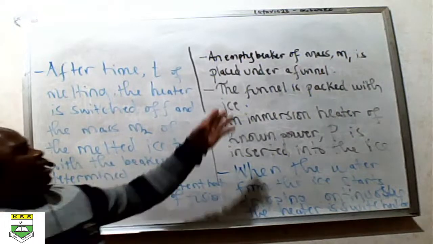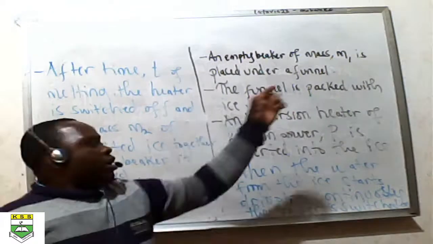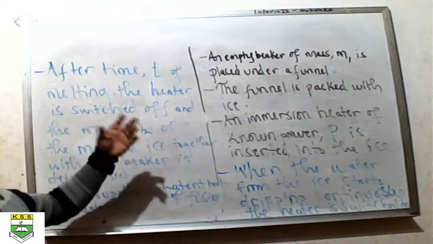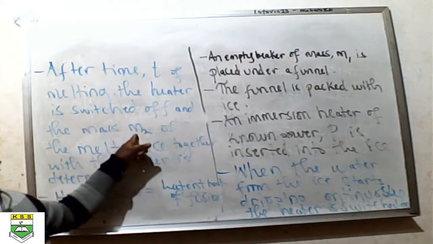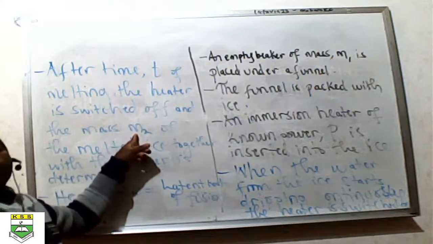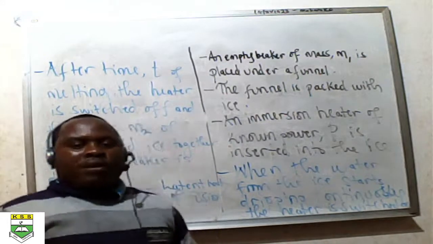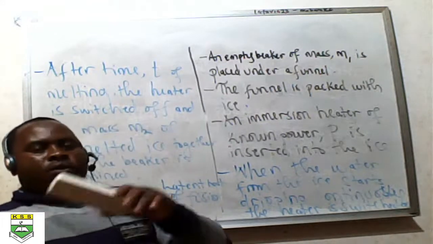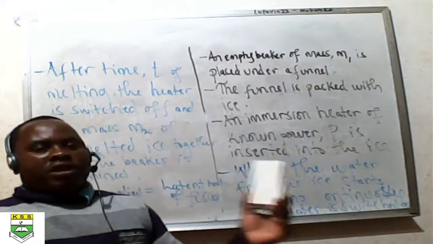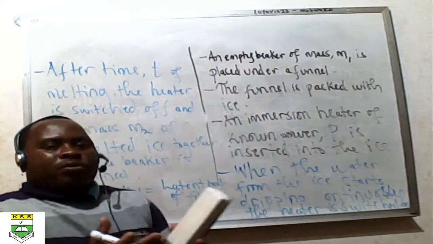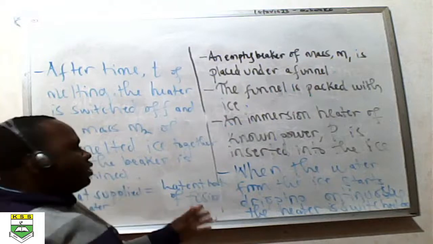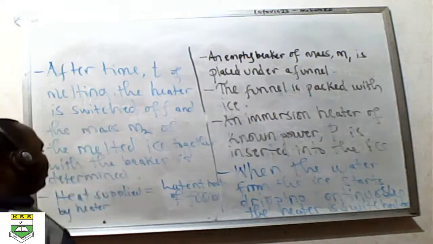Now, I was saying that you get an empty beaker of mass M1. Now here, at the end of the experiment, when we get the beaker and we measure its mass again together with this melted ice, that mass we shall call M2. Why are we measuring it? So that when we get the difference between M2 and M1, that mass we shall get will be the mass of the melted ice.